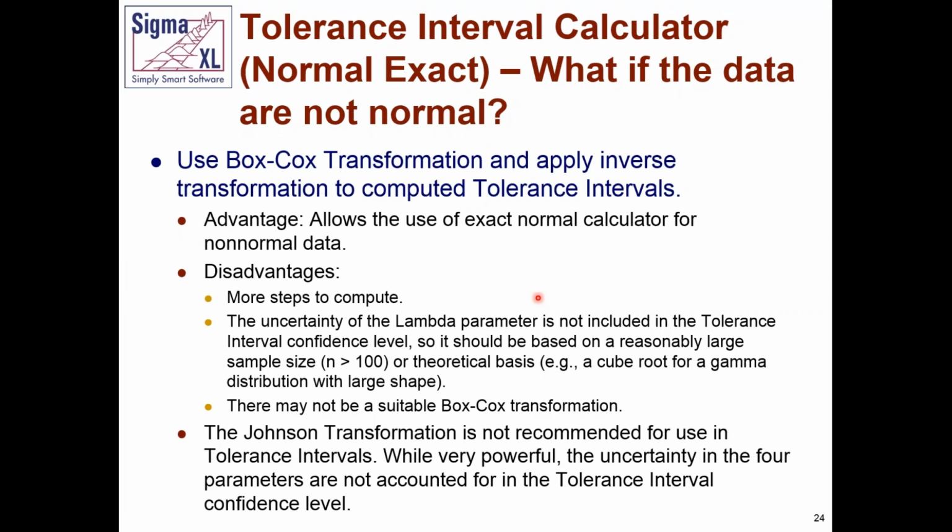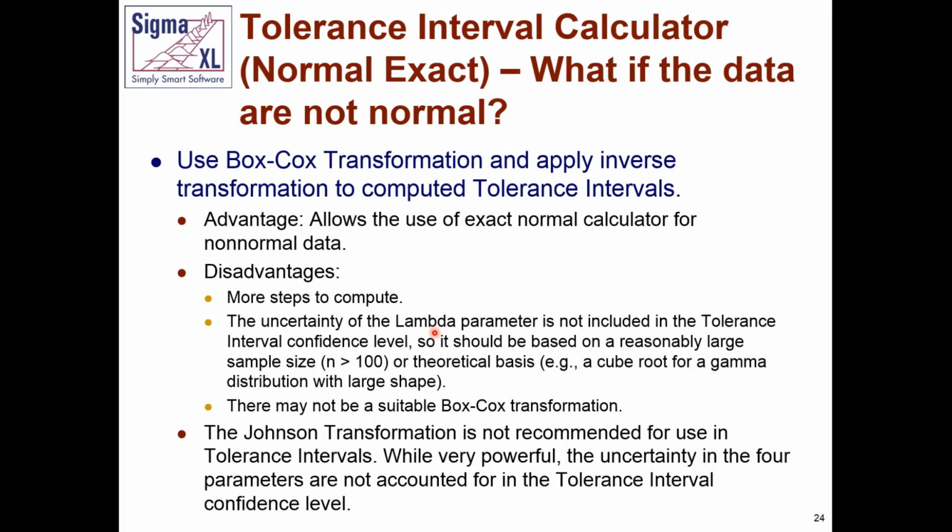So what do you do if you have non-normal data? I'm going to present a few options here. First, you can consider using the Box-Cox transformation. And if you find a suitable transformation, then you take the transformed data and then just apply it to the exact normal calculator. The disadvantage is that there are more steps to compute this because you have to apply the transformation and then you have to apply the inverse transformation to the calculated tolerance intervals.